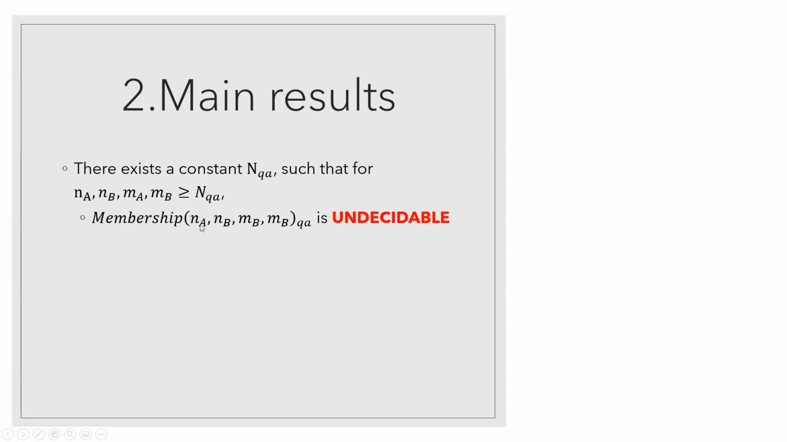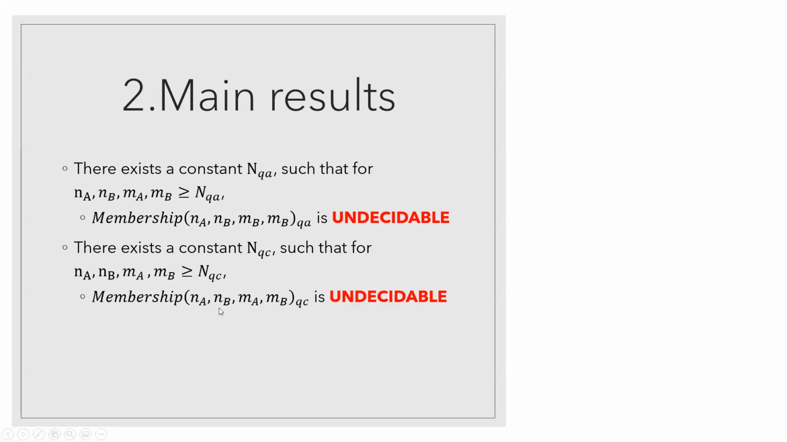And in our main result, we find out that there exists a constant N sub QA such that for NA, NB, MA, MB greater than capital N sub QA, the membership problem for fixed size CQA correlations is undecidable. And similarly, there exists a constant capital N sub QC such that for NA, NB, MA, MB greater than N sub QC, the membership problem for fixed size CQC correlations is also undecidable.